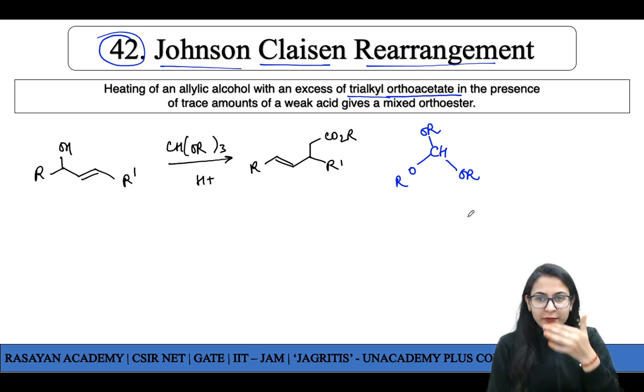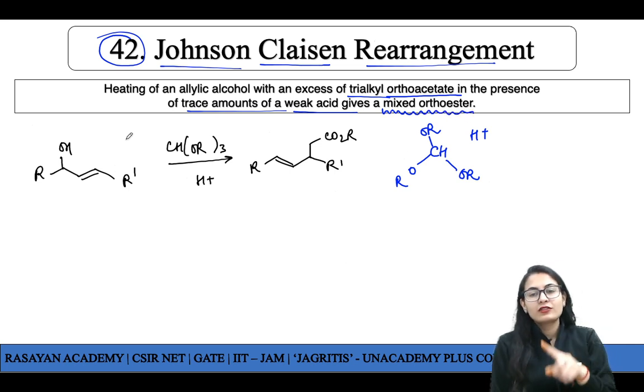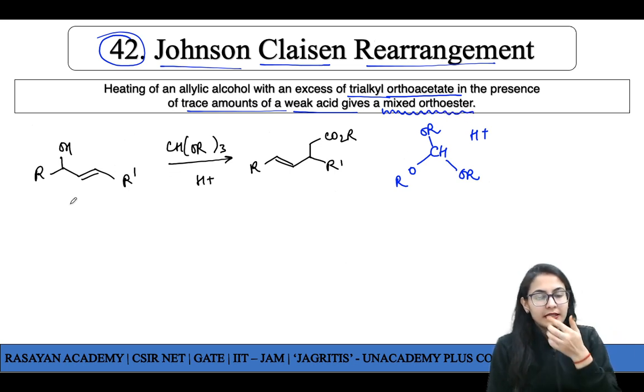Alright, and in the presence of, you also often call it orthoester, in the presence of an acid, a trace amount of weak acid gives a mixed orthoester. So that is your product. If you are starting with this kind of allylic alcohol, this is allylic alcohol, right?